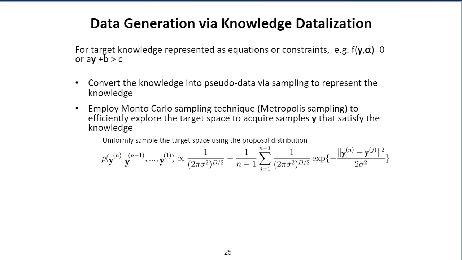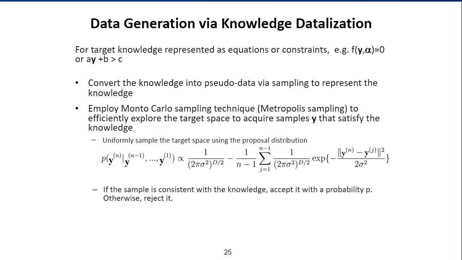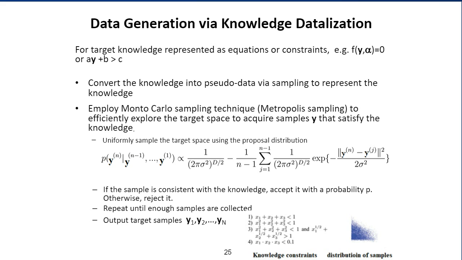As a result, this proposal distribution is going to have a high probability for the regions with few samples, and a low probability for regions with many samples. So this encourages us to collect the next sample from the region where there are not many samples, right? Then using this proposal distribution, we'll be able to generate samples. And then we make sure the sample is consistent with the knowledge, and we accept this sample with the probability P. And this continues, and we're going to collect a lot of samples. And these samples become a surrogate representation of the knowledge that we have. For example, in this case, we have a lot of constraints on these three target variables, x1, x2, x3, but they are different inequality constraints.